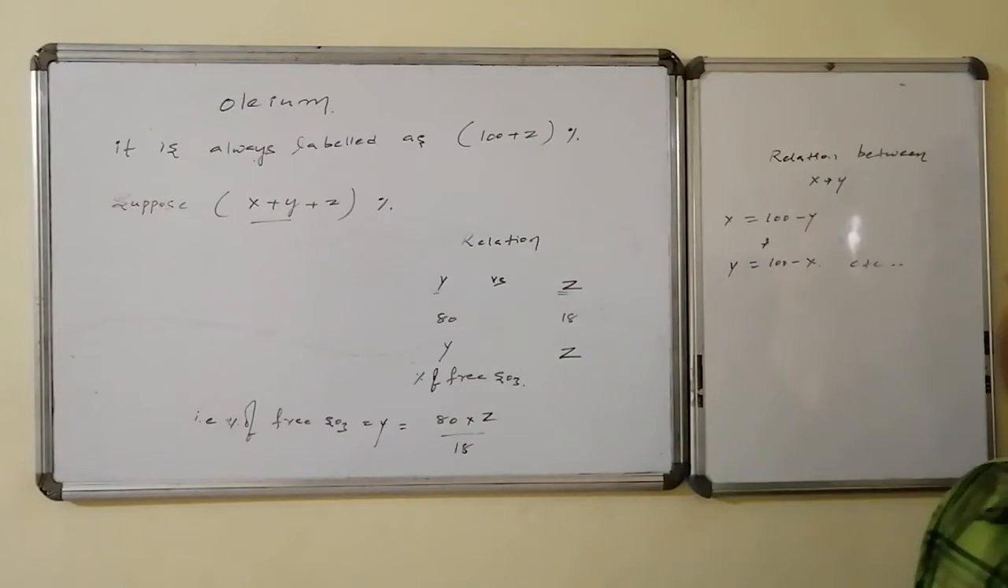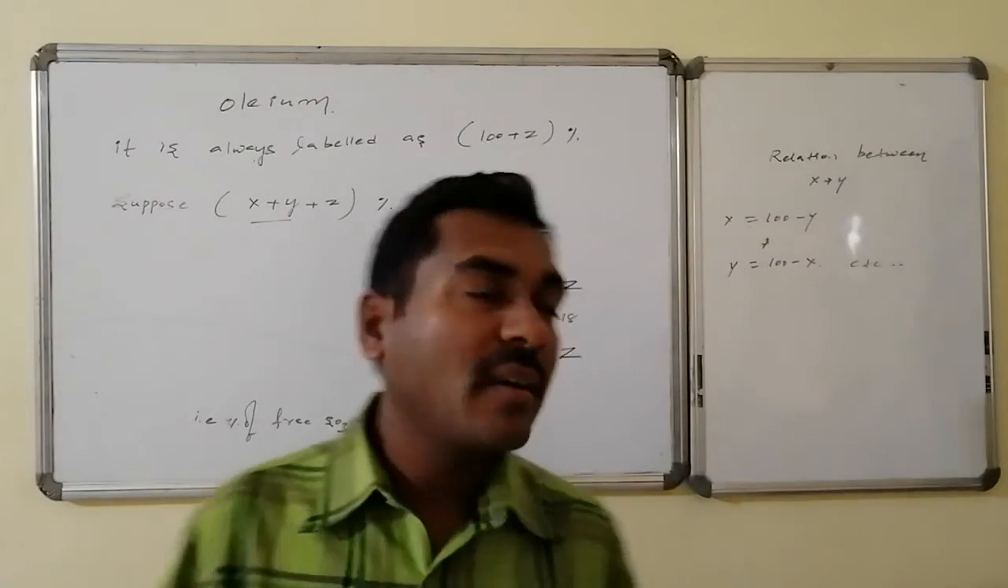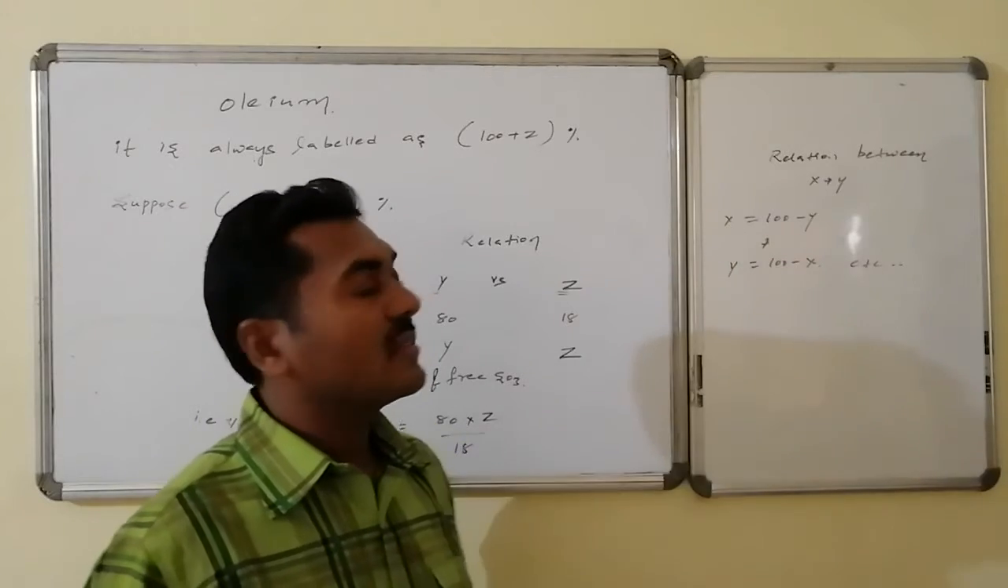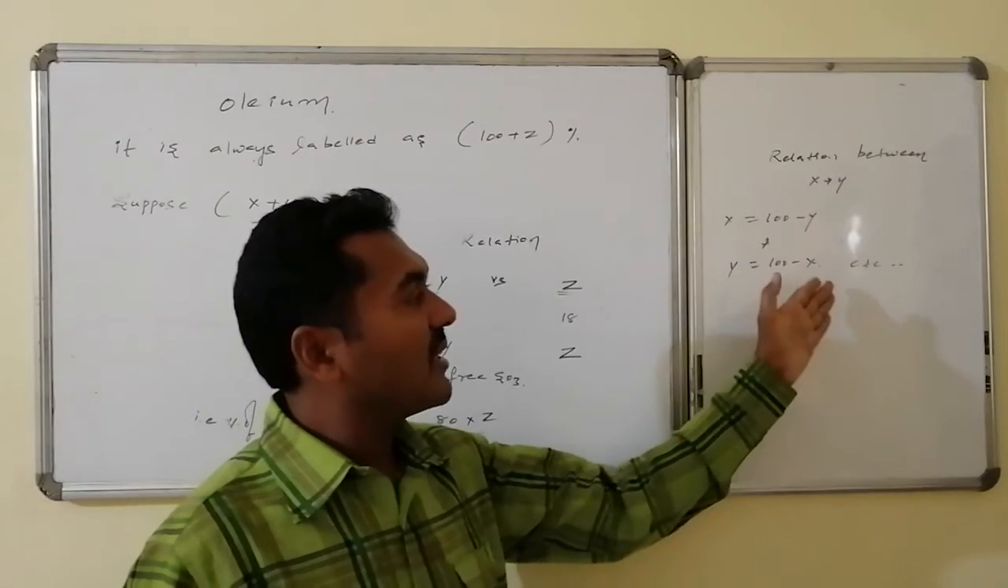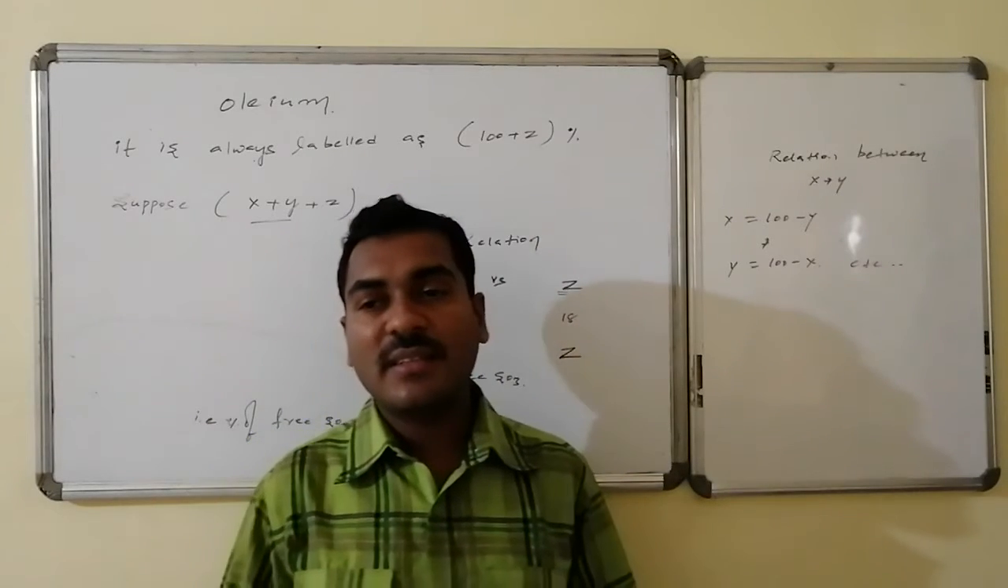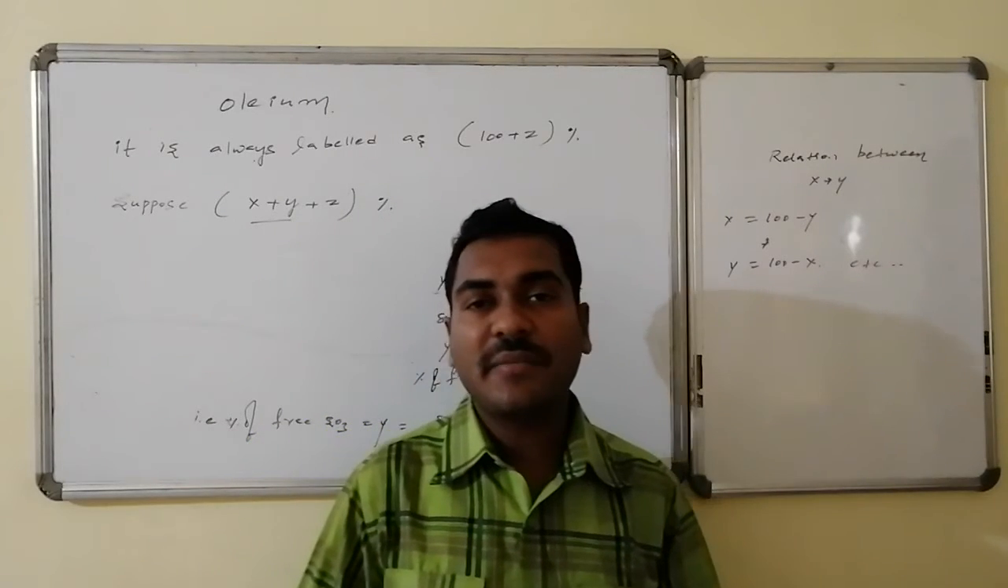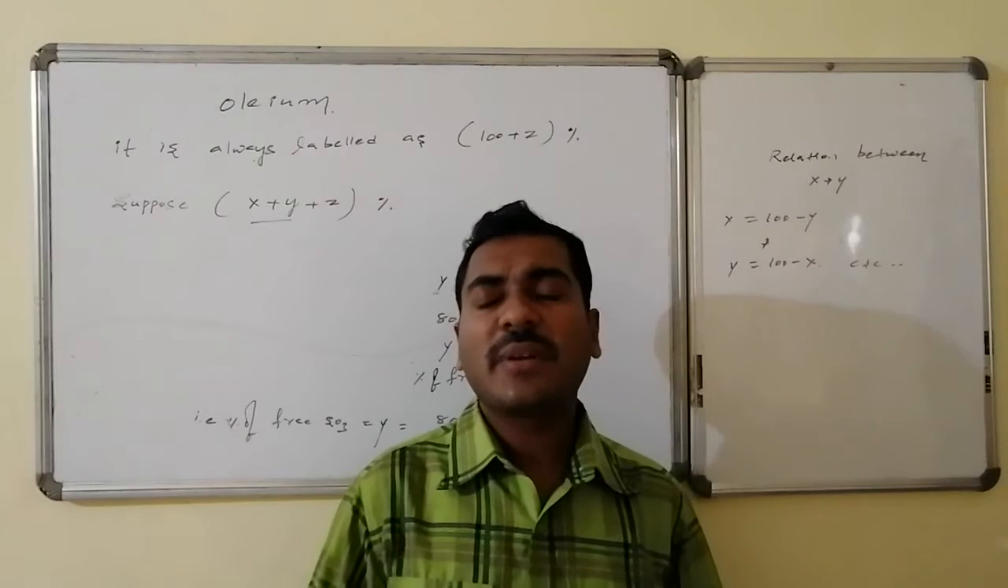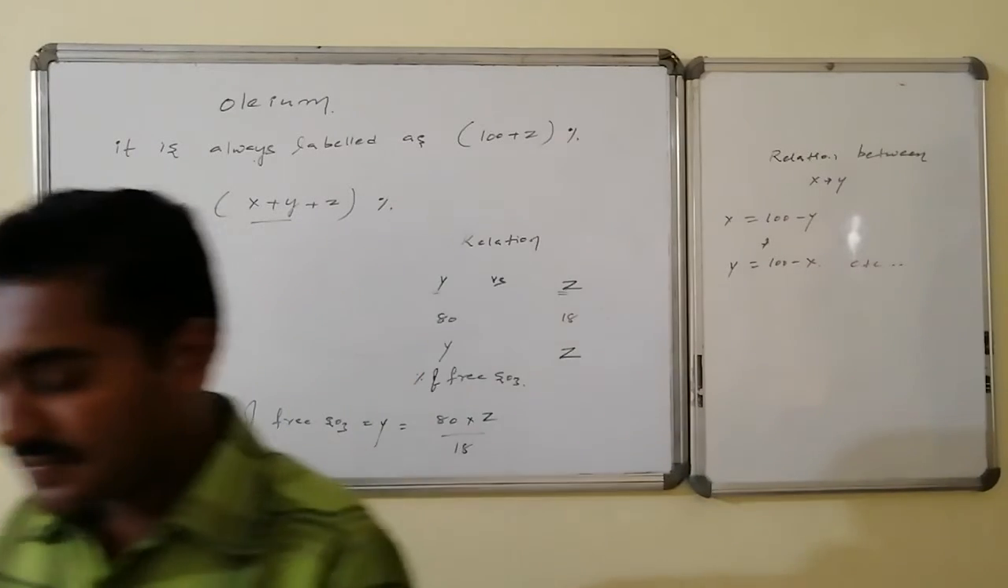Similarly, the percentage of sulfuric acid is given by 100 minus y. That is, 100 minus the amount of free sulfur trioxide is equal to the quantity of sulfuric acid present in it. Thus, these three things are related to one another. Let us go for one numerical problem to make it clear.